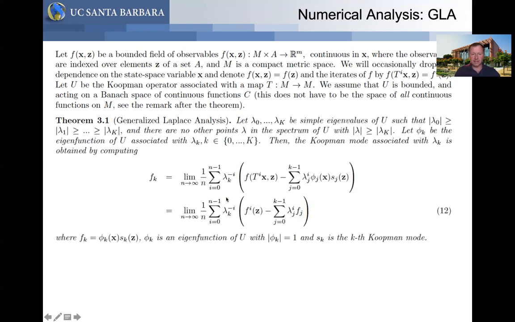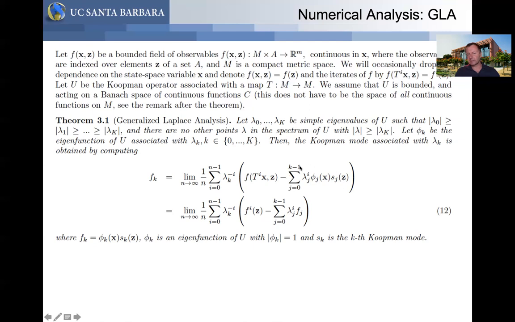So the generalized Laplace analysis, as this theorem says, applies when, for example, you have eigenvalues λ0 to λk of the Koopman operator, and they're ordered somehow by magnitude. And then you form these averages along trajectories. I'll show you some examples in a second of what these are, but in spirit, they're always weighted by the power of the associated eigenvalues. And then they contain the ith evaluation of the observable along the trajectory.